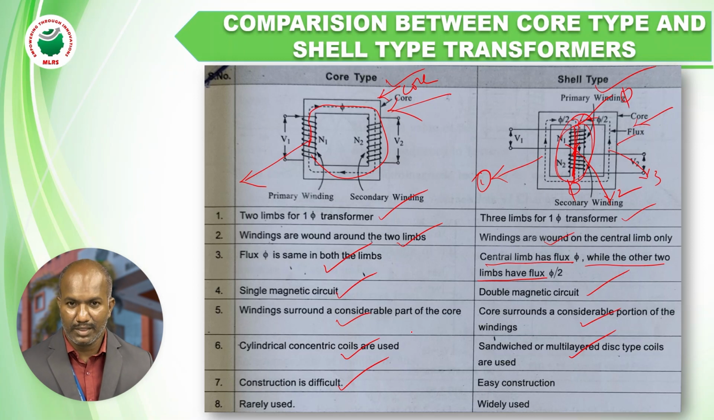Core type transformer construction is difficult. Shell type transformer construction is easy. Core type transformer is rarely used. Shell type transformer is widely used. These are the main differences between core type and shell type transformer.